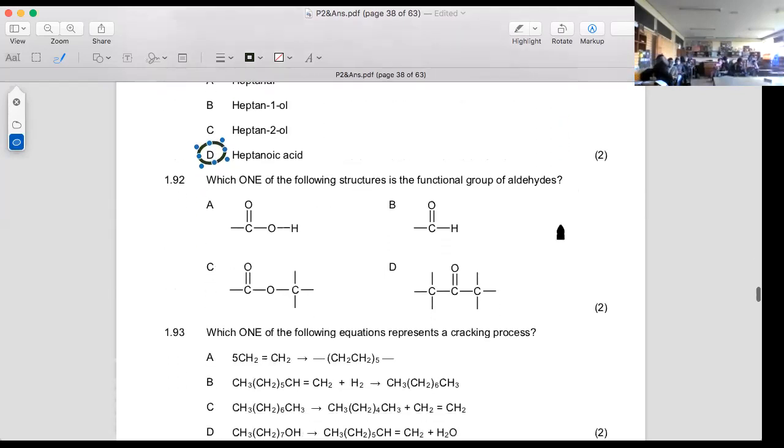Okay, what is an aldehyde? We're looking for a carbonyl group on the last carbon. Now, which of these has got a carbonyl group? That's got a carbonyl group, that's got a carbonyl group, that's got a carbonyl group, that's got a carbonyl group. But which of those is on the last carbon? Who says A?